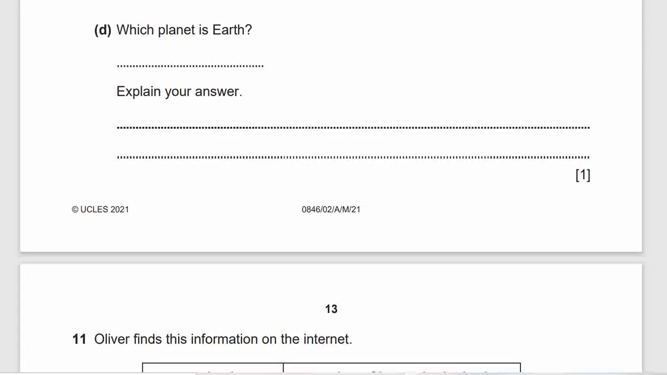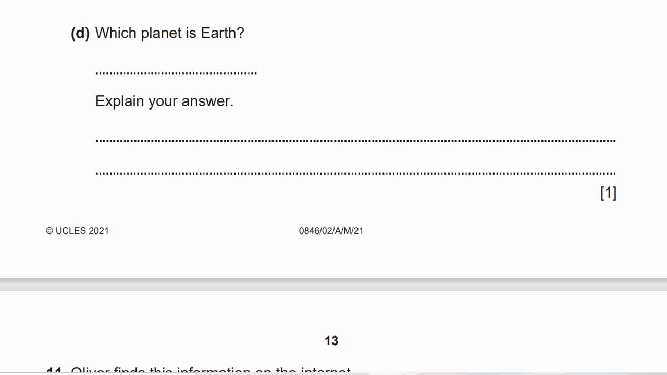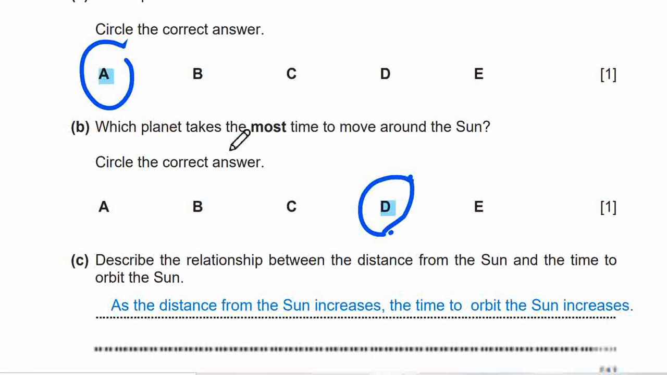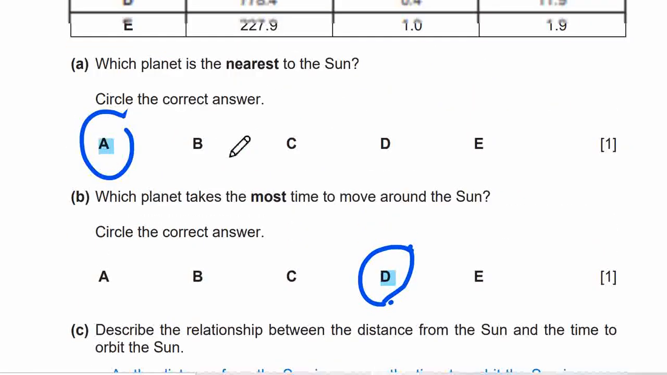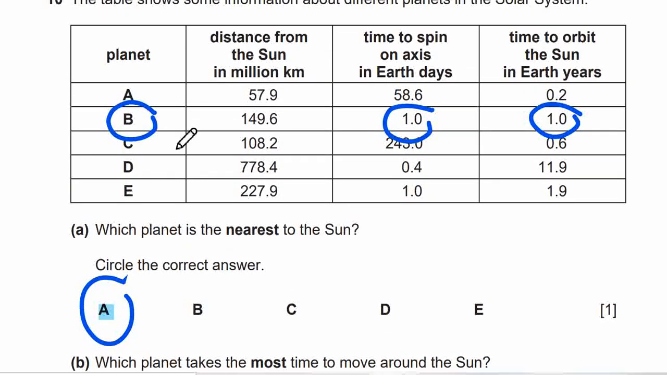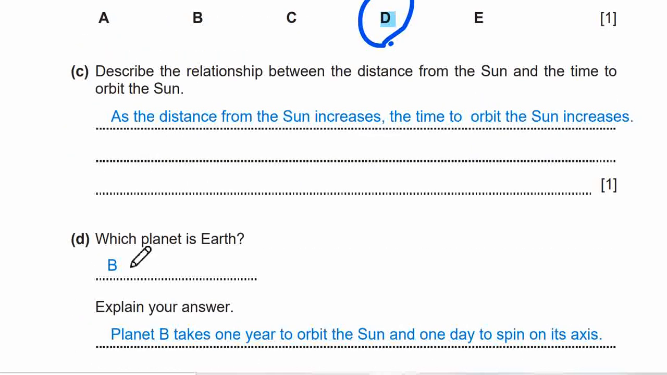Let's move on. Question D. Which planet is Earth? Explain your answer. Well, if you see, Earth needs 1 year to orbit the sun, and it needs 1 day to spin on its axis. So 1 and 1, so the planet Earth must be B. That will be our answer. B is B, 1 day and 1 year, so it's planet B. Explain your answer. Planet B takes 1 year to orbit the sun and 1 day to spin on its axis.